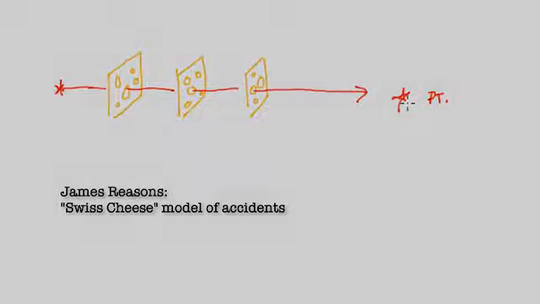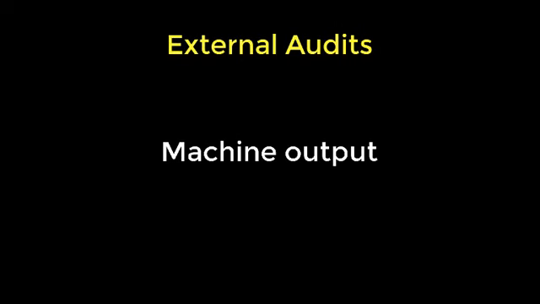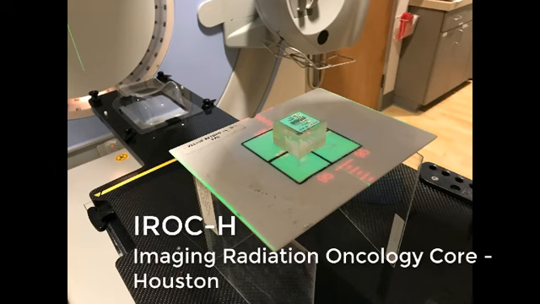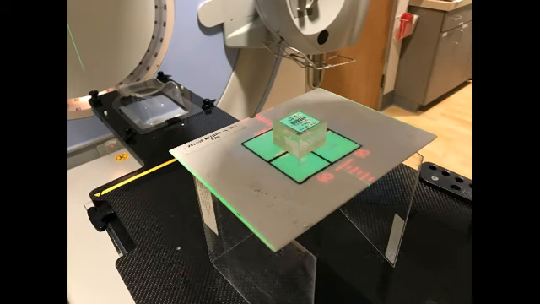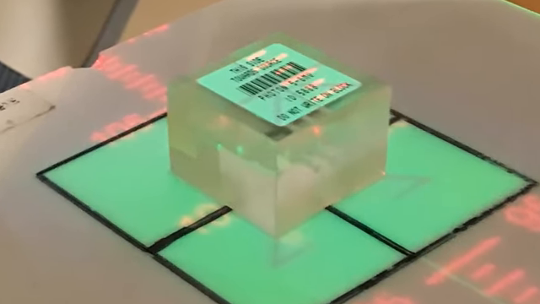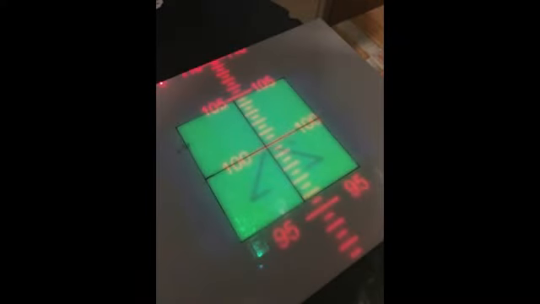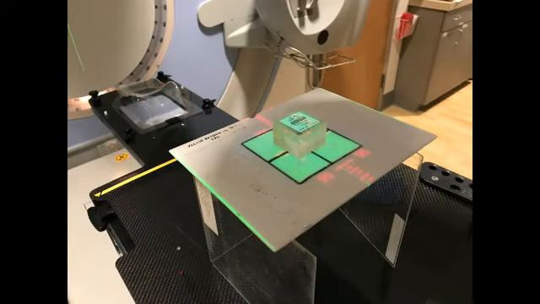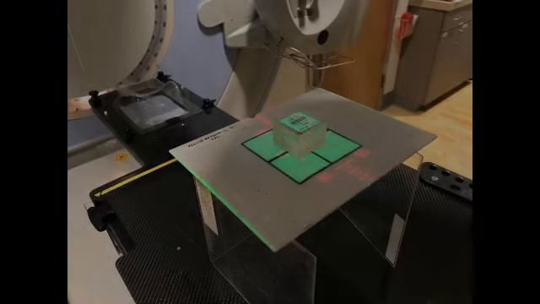So looking at this external audit of machine output, there are various programs that you can take advantage of. Here is one from the IROC Houston group. That's Imaging and Radiation Oncology Core Houston. They mail you this little block shown here. It has embedded in it an OSLD or TLD in some cases. And then you irradiate that block under standard conditions. You set up to 100 SSD here. And then you know what dose the block should receive. And they tell you what it actually receives.